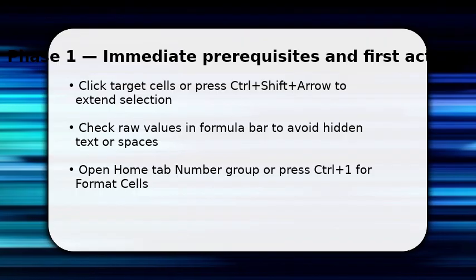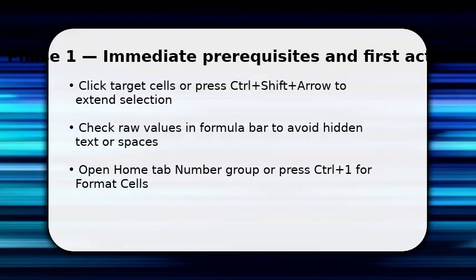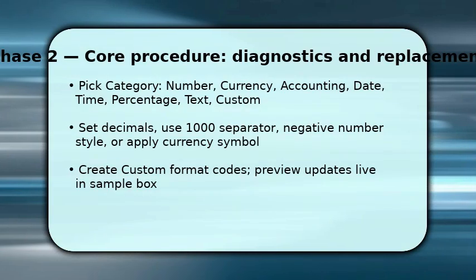immediately. This moves you from selection to the dialog where you control type, decimal places, and display options. Doing this first saves time later. Now choose the right category.